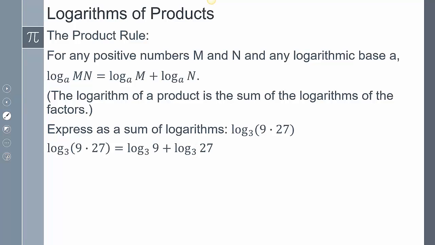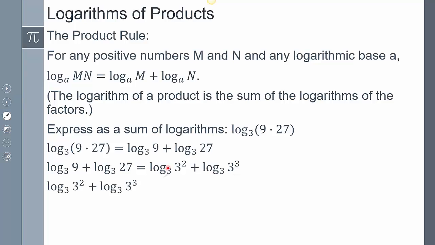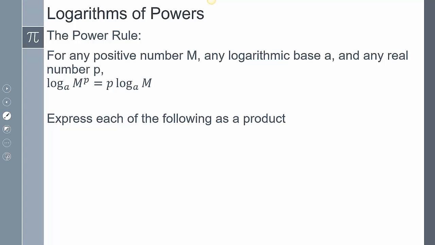So m and n. But once you break it apart, we still have to check to see if you can simplify it. Well, that 9 is 3 squared. The 27 is 3 to the third power. So those are going to cancel out, so the log base 3 and the 3 cancel. So I get 2 plus 3, which is 5. So just know after you've expanded, we may be able to simplify.